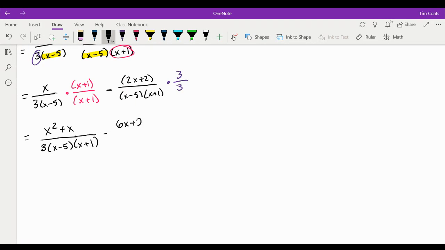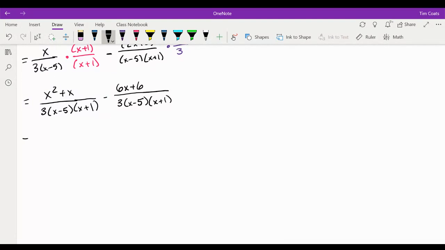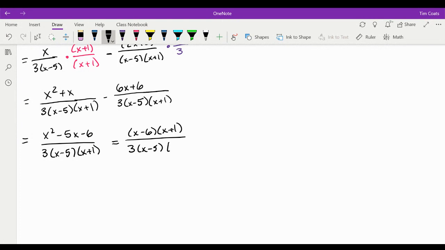Now, for the other numerator, we do have to create that over 3x minus 5, x plus 1. And what you should see at this point is that the denominators should be matching. So here, we're going to subtract the numerators, so x squared, x minus 6x is negative 5x, and 0 minus positive 6 is negative 6, over, and the denominators just stay the same. Now, I can factor what is in the numerator, so this becomes x minus 6 over 3x minus 5, x plus 1. And now at this point, you should see this looks like a simplifying problem.